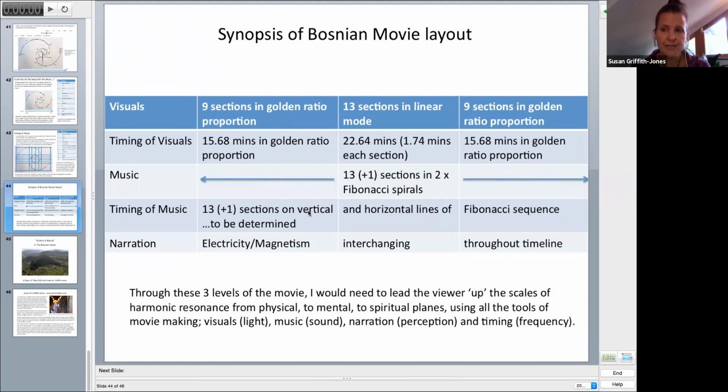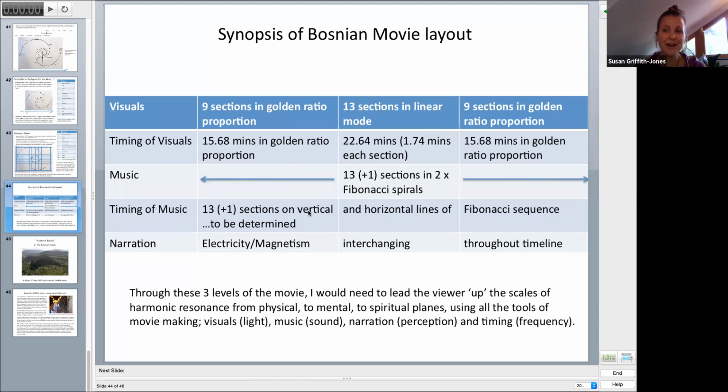So through these 3 levels of the movie, as I said, I would need to lead somehow. This is now my aim. And I've come to this point finally after 3.5 years of investigation. I would need to lead the viewer up the scales of harmonic resonance from physical to mental to spiritual planes, using all the tools of movie making. So the visuals, which relate to light, the music, which relates to sound, the narration, which relates to perception, and the timing, which relates to frequency.